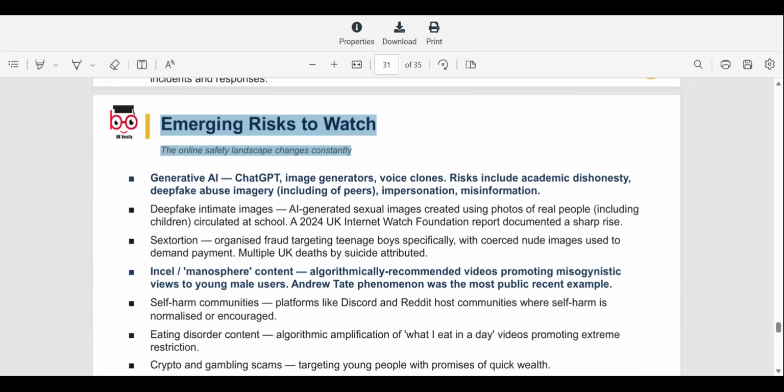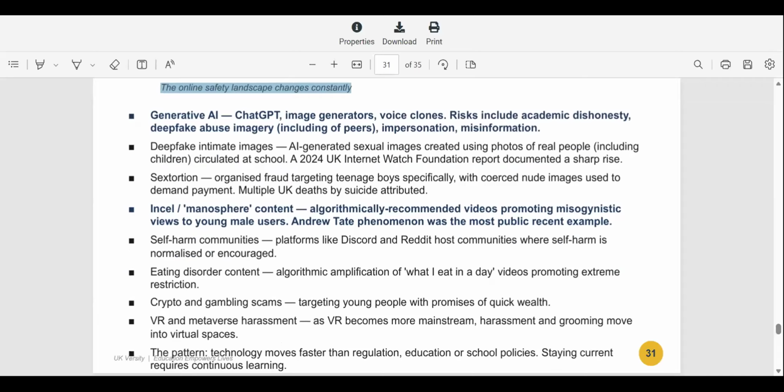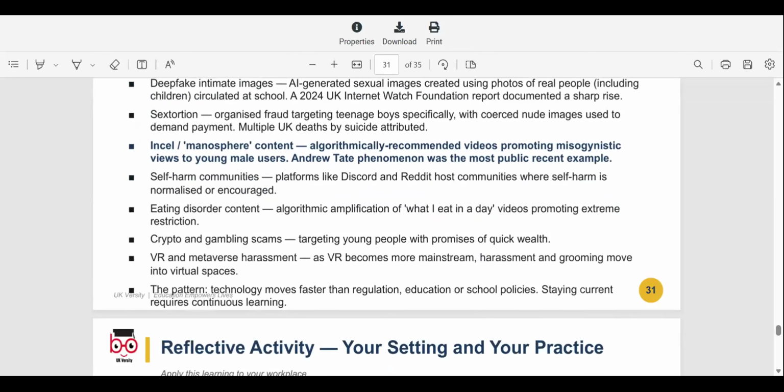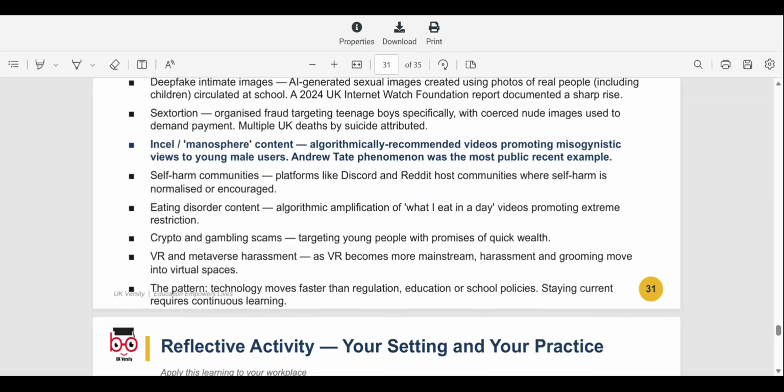Emerging risks to watch. Again, AI is a big one. ChatGPT, that's a big one. Scammers use fake audio and deepfake images, artificial intelligence, sextortion, which is again teenage boys specifically. Incel, which again is the Andrew Tate stuff. Self-harming communities like Discord, crypto and gambling, eating disorders, and VR and the metaverse. So it needs to be kept on top of, and personal privacy needs to be protected throughout.